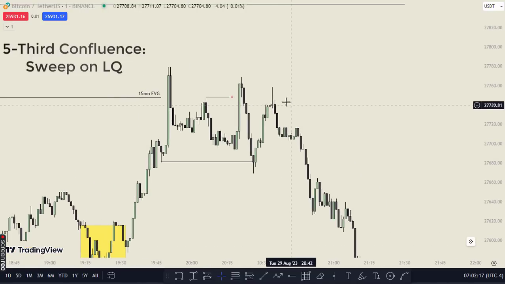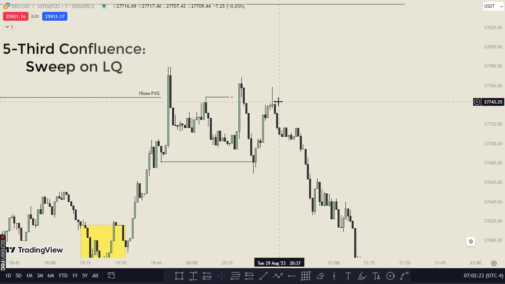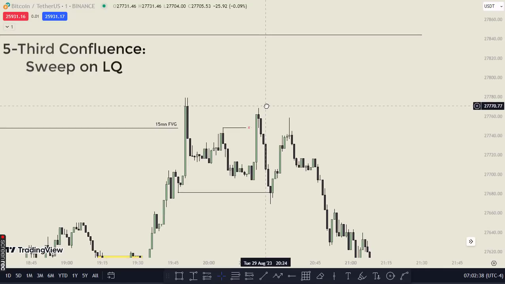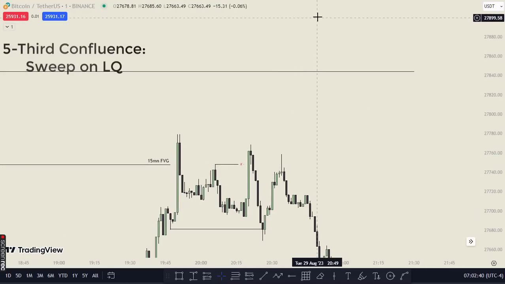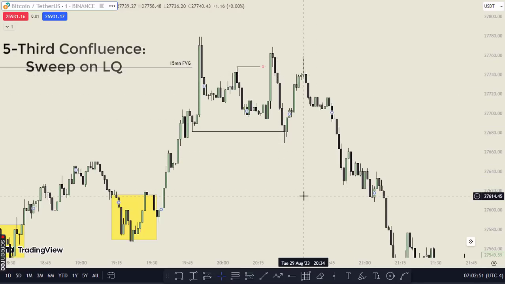So you want to see a sweep before a displacement leg. A sweep means there is a high probability that price will never come back to here, right here. So your stop loss must be here, and it is absolutely safe. And if price wants to go all the way to here and violates this swing right here, there is a high probability that price would just go up and never turn back down. So this is the third property of an A+ market structure shift.